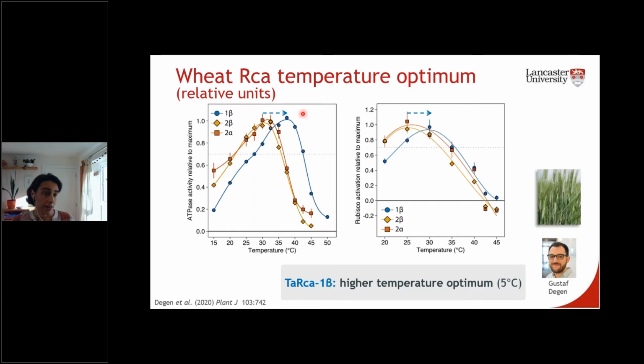Now, another aspect was that in general, the temperature optimum of ATP hydrolysis, or the temperature at which the maximum rates were observed, tended to be higher for ATP hydrolysis compared to Rubisco activation. But the key thing from these results is that this isoform 1 beta has a temperature optimum that is about 5 degrees higher for both activities compared to the other two isoforms.